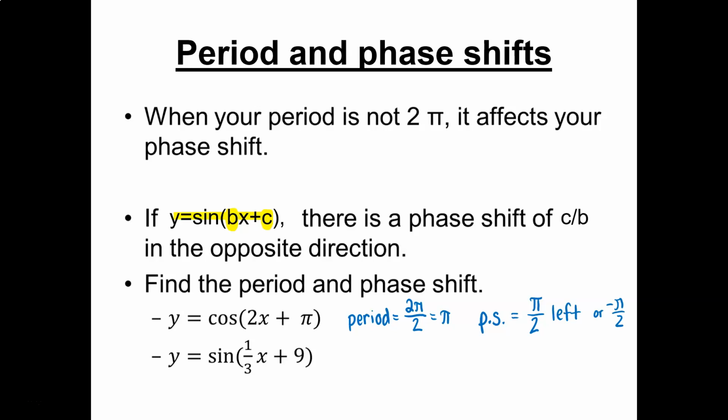So if we're looking at the second one here, our period would be 2 pi divided by the number in front of the X, which is 1/3. Dividing fractions is easy as pie. Flip the second and multiply. You're going to get 6 pi for your period.